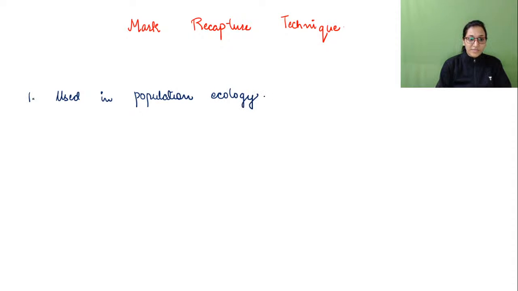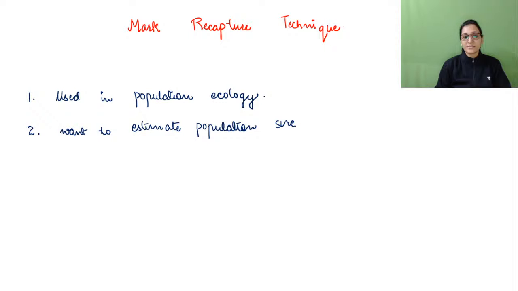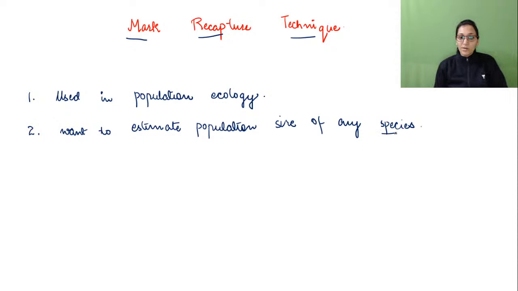Then, first thing, it is used in population ecology, and if it is used in population ecology, so definitely it will be used for estimating the population. So it is used whenever we want to estimate the population size of any species. Then which technique are we going to use? Mark recapture technique, right? And remember the word a species, okay? It is used for a species.